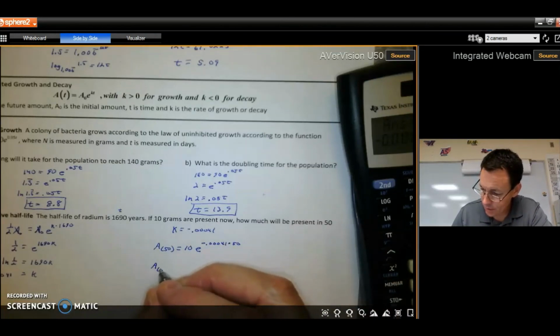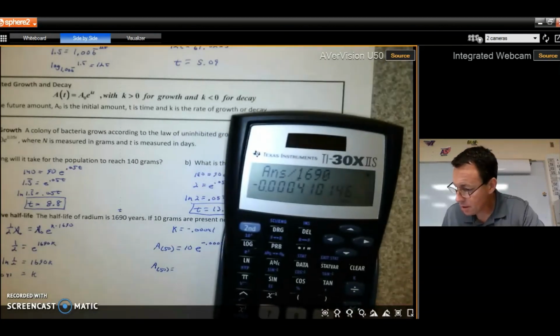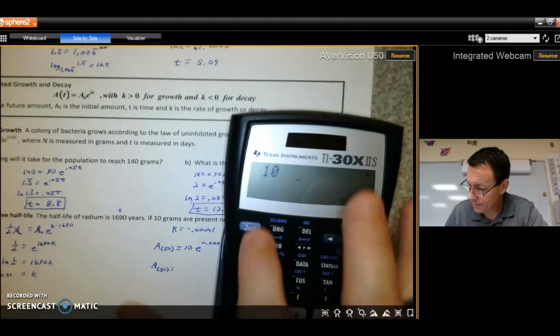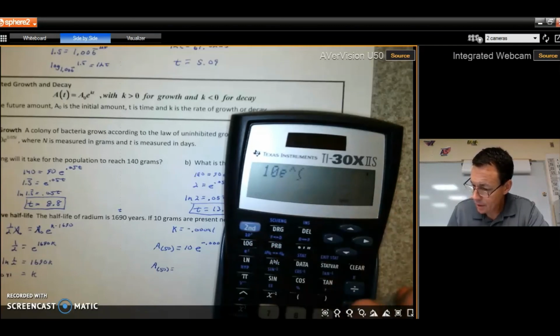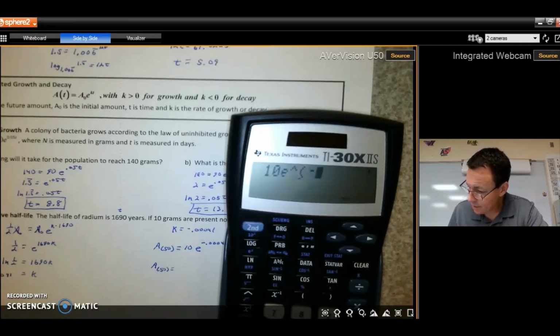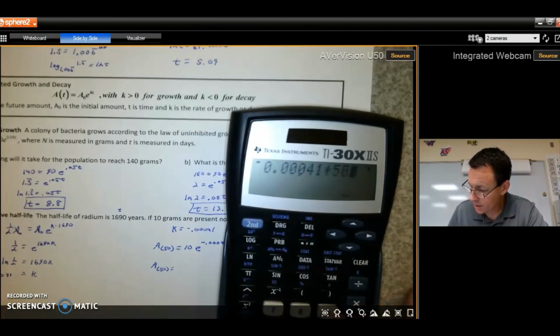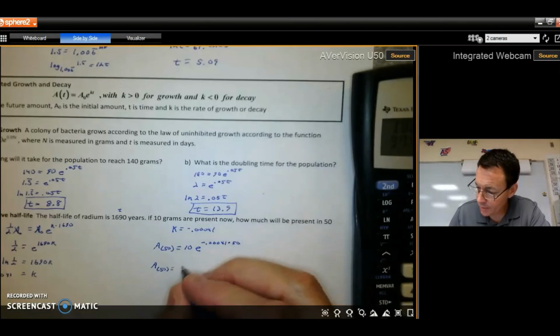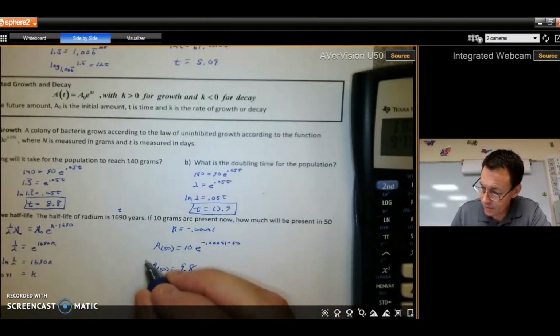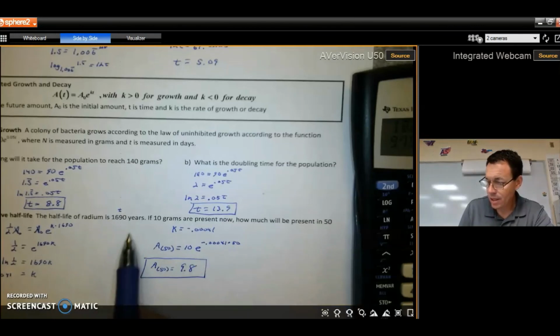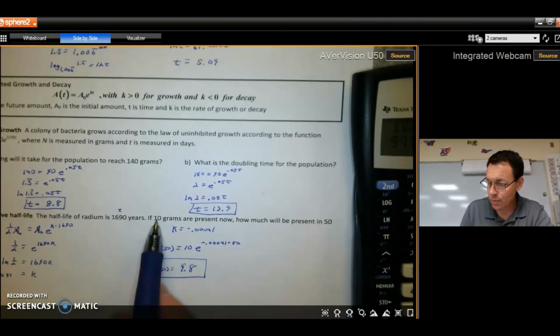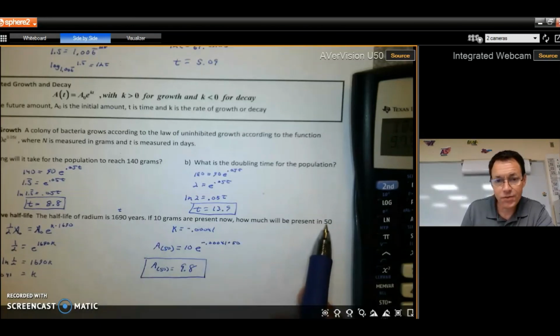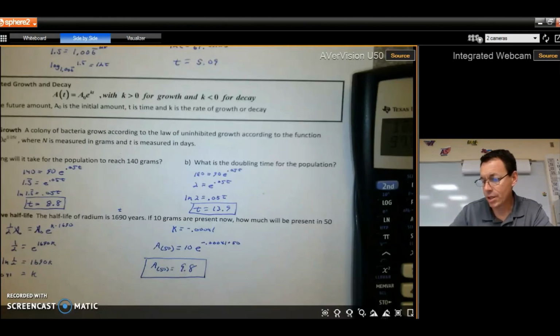The amount that I will have in 50 years is 10 times e to the negative 0.00041 times 50, which is 9.797, we'll say 9.8. This stuff does not decay very fast. It takes 1,690 years to go from 10 grams to 5 grams, because that'd be a half amount. So in a mere 50 years, this stuff is not going to shrink down very much, so 9.8.